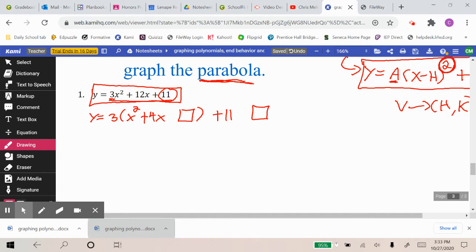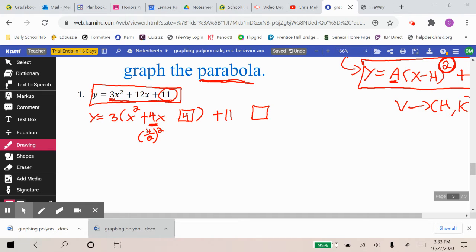Now, in order to complete this square, we always take half of this middle coefficient and then square it. So we would take half of 4, or divide it by 2, and then square it. So half of 4 is 2, and 2 squared is 4.